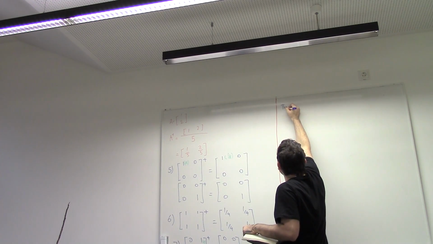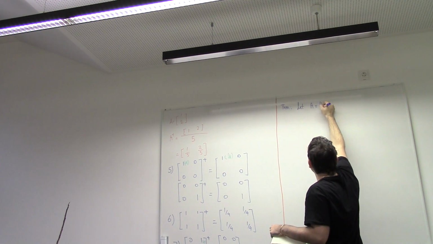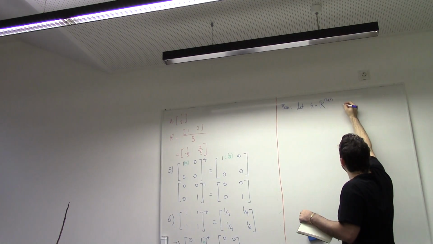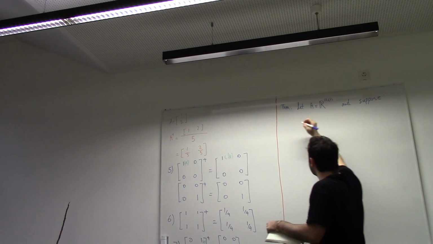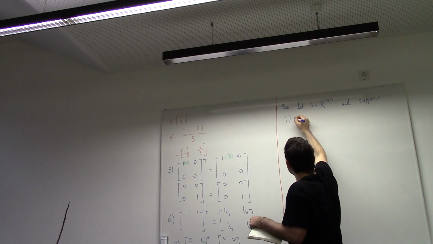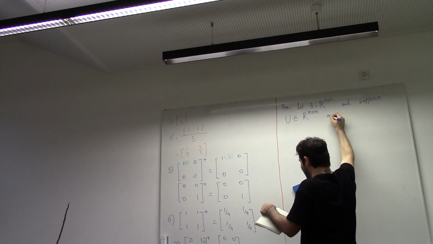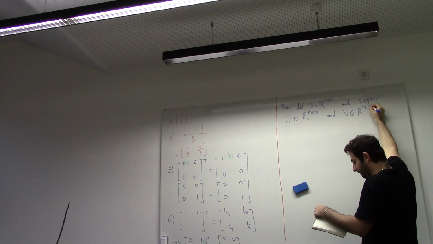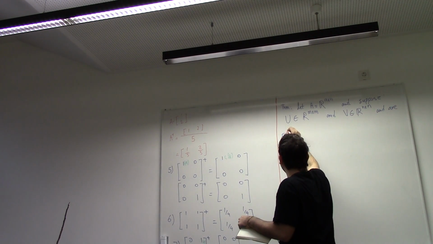The first of those theorems is: let A be an m by n matrix in R, and suppose U is in R m by m, and V is in R n by n, and are orthogonal.